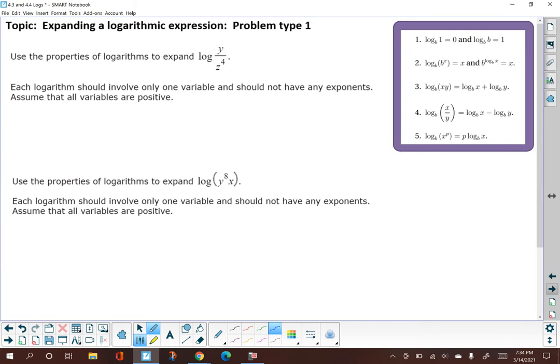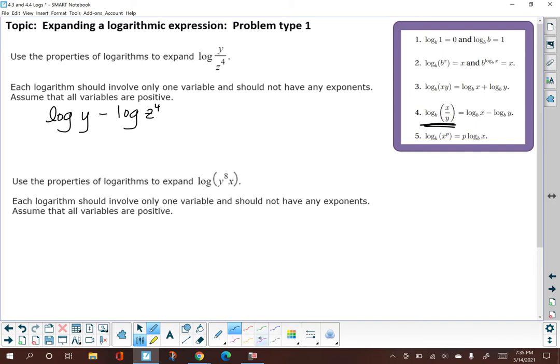So something that we sometimes have to do with logs is expand them. So we have a log of a kind of complicated little argument here. We want to expand it so that it does not have any exponents, and each log should have only one variable. So the first thing you might notice is that we have a quotient here, so we can apply this property and use some subtraction. So this would be the log of the top minus the log of the bottom.